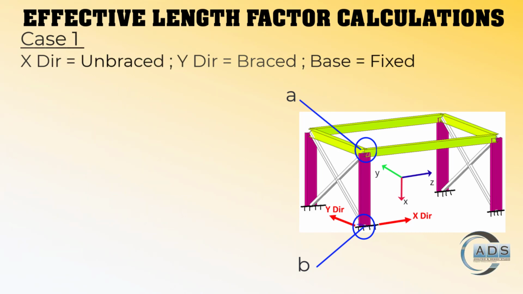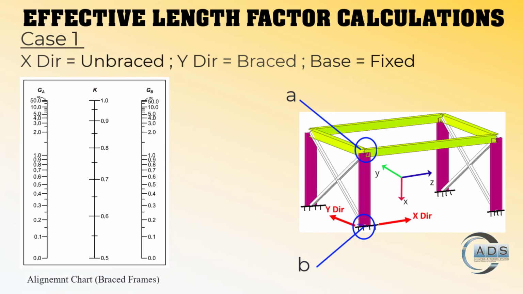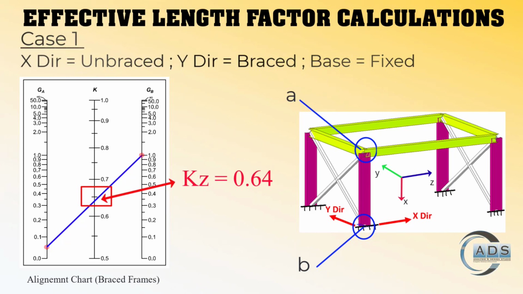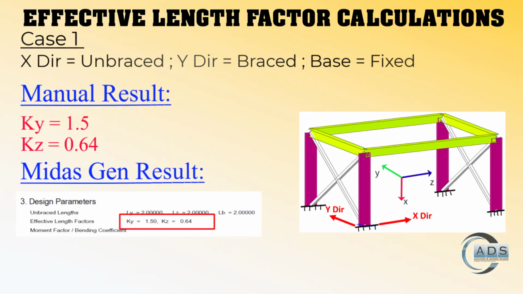Now let's go to the alignment chart. Since this frame is braced, we have to look into the alignment chart for braced frames. Mark GA and GB and join the points by a line. The intersecting K value is 0.64, because at the mid of 0.6 and 0.7 it is 0.65 and its intersecting point is somewhat below this, hence KZ is 0.64. Midas Gen also calculated the same values.